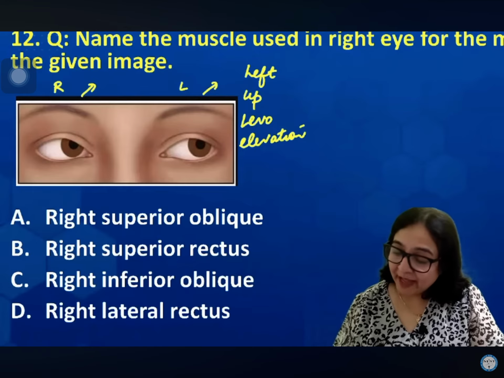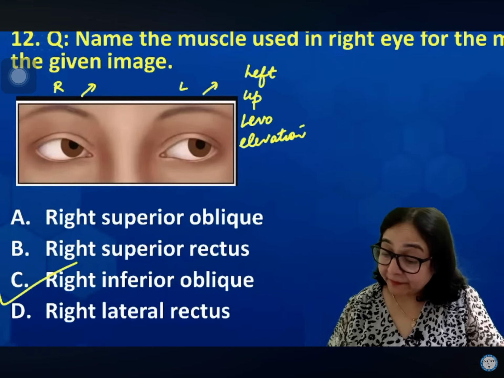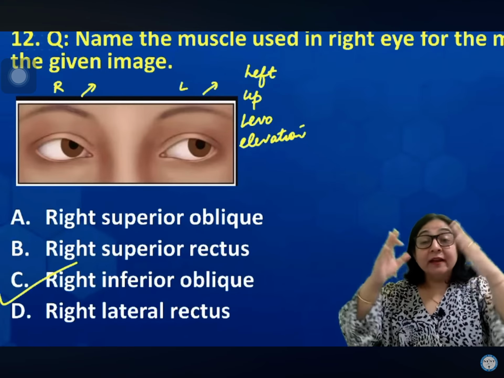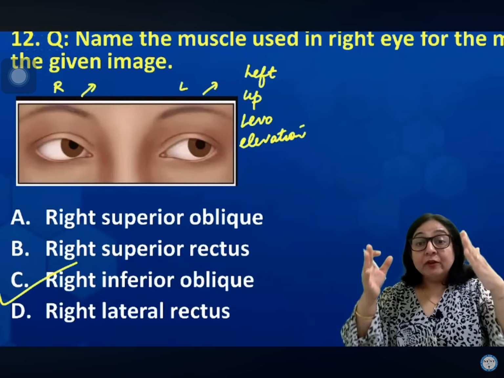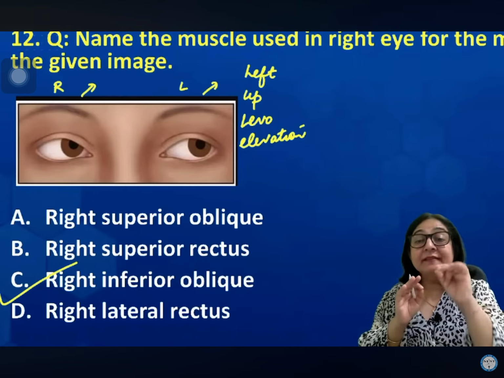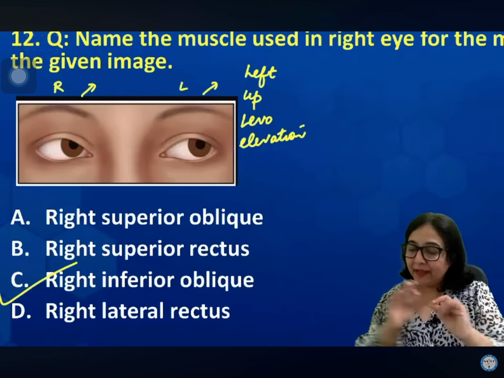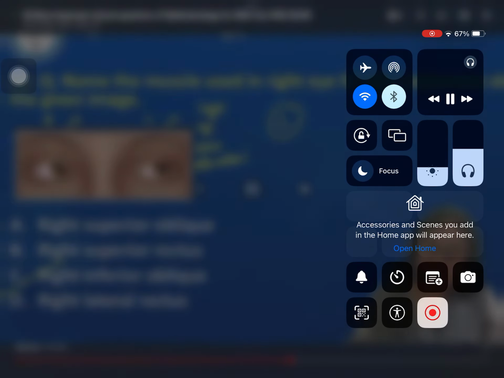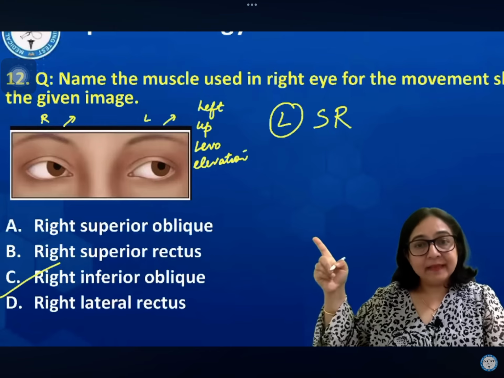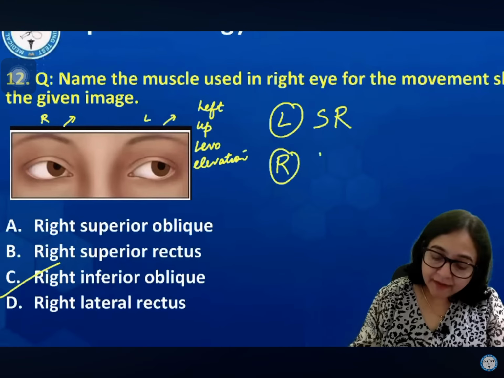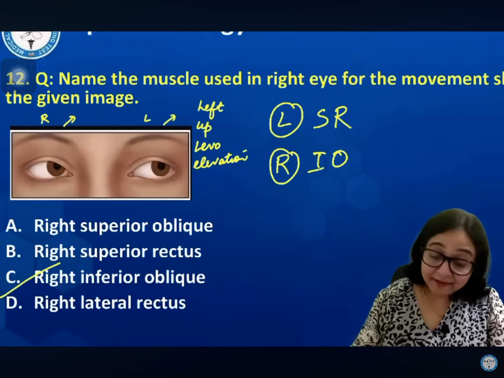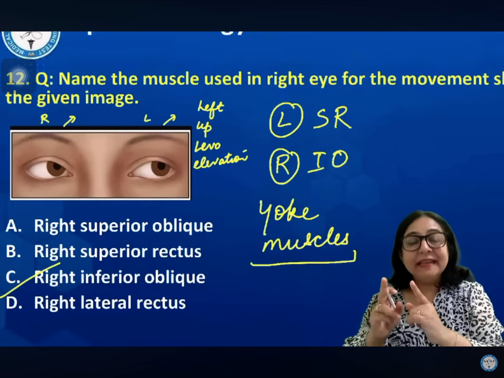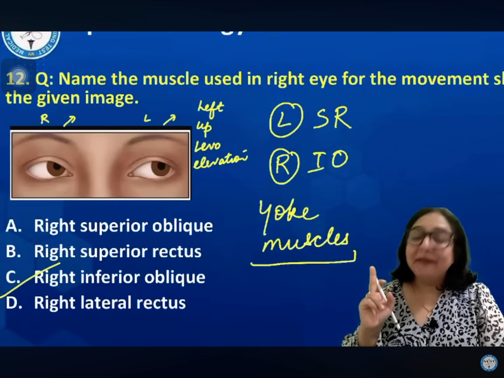Yes, I'm very happy. Right inferior oblique is the answer, beta. Doctors, this is not something fancy, just the normal gaze. There are 9 cardinal positions of the gaze. For those positions in each eye, there is a specific muscle which is used. For levo elevation, for this particular movement, in the left eye you are using superior rectus, the rectus on the same side, and the oblique on the other side. We call them yoke muscles, the muscles in each eye which move both eyes in the same direction.